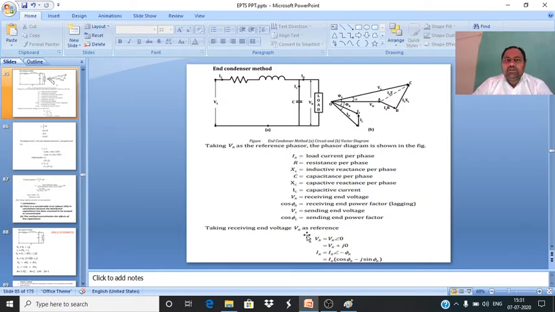We finished the nominal T method and nominal pi method, analysis and vector diagrams and ABCD constants. We are finding them one by one.